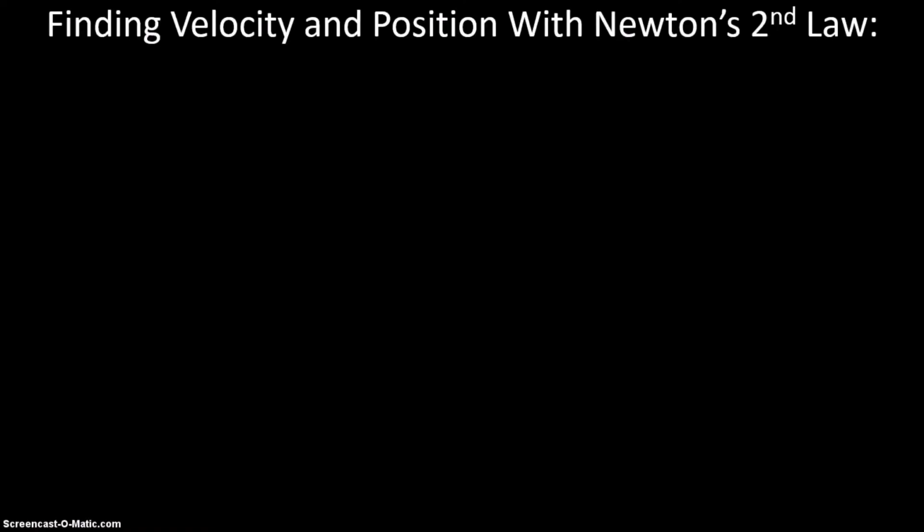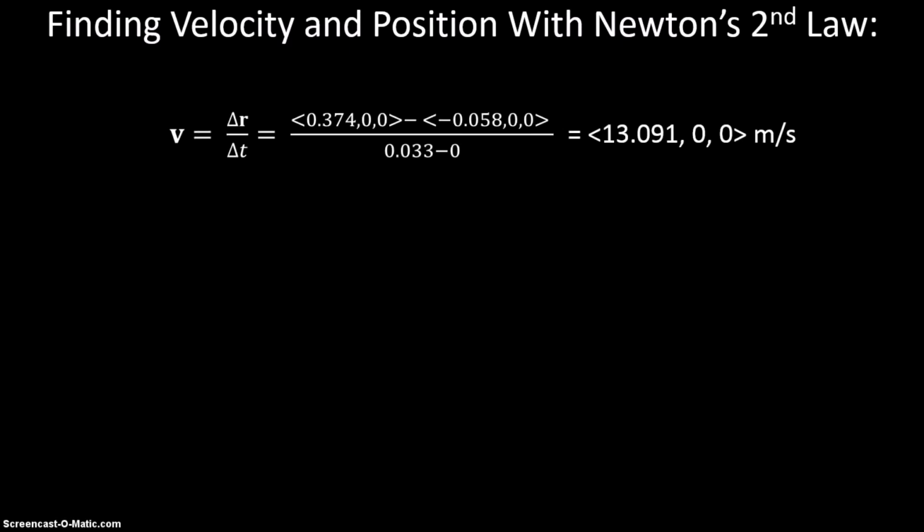Now that I have my points tracked, I can use the two initial points to estimate my velocity. I do this by using the formula for average velocity, delta r, the position, over delta t, the time. This comes out to be 13.091 meters per second in the positive x direction.